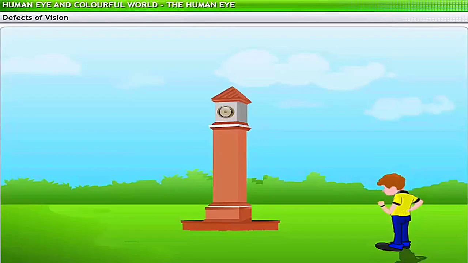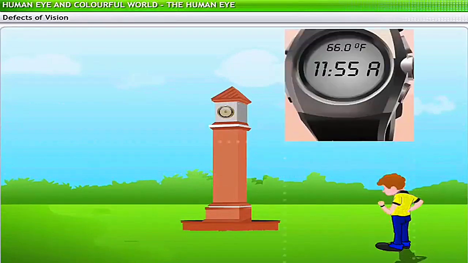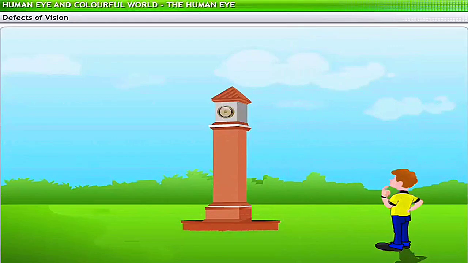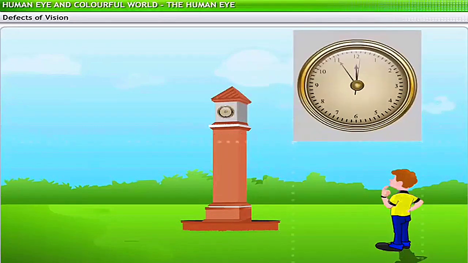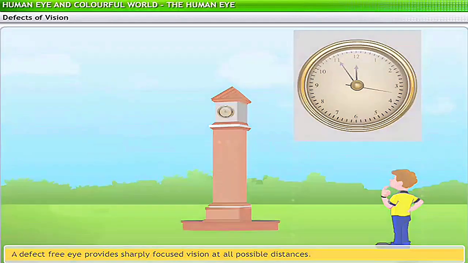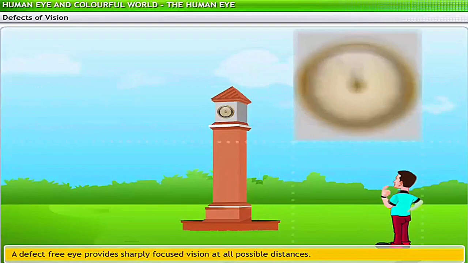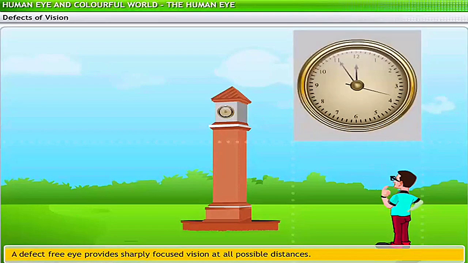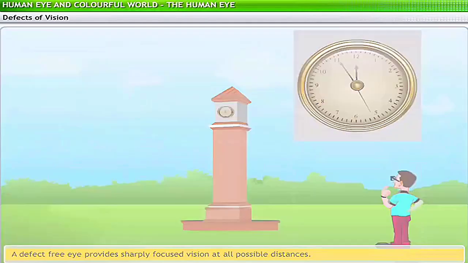In a defect-free eye, light rays focus exactly on the retina, and the object that reflects the rays is therefore seen clearly. Thus, a defect-free eye provides sharply focused vision at all possible distances. However, you would have noticed that many people, as they grow older or sometimes even as kids, need the aid of contact lenses or spectacles to read or to see properly. That's because of eye defects.